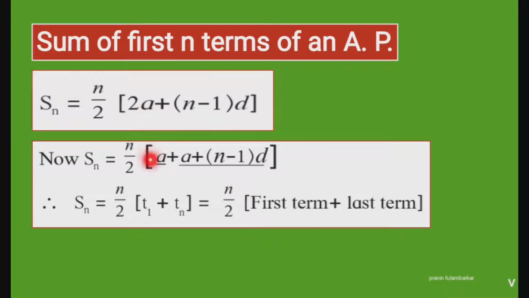When we write this twice a as a plus a, this a we write with (n minus 1) into d. So this is the last term and this a is the first term. So we write this formula as Sn equals n by 2. a is the first term, so we write t1. This a plus (n minus 1) into d is the last term, that is the nth term, so we write tn. So we write this formula as Sn equals n by 2 into (first term plus last term). So you can use this formula or the second formula, Sn equals n by 2 into (first term plus last term).